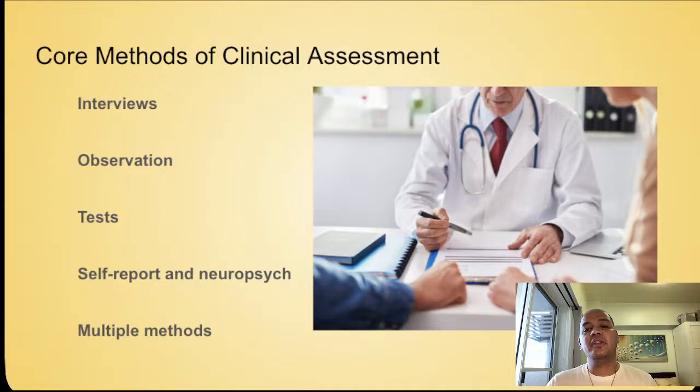So, what are the core methods of clinical assessment? Clinicians use different methods of assessment because, again, no single method can fully capture a person's psychological functioning. Common methods include the clinical interview, behavioral observation, psychological testing. We also have self-report measures, neuropsychological assessment, and in some cases, medical or psychophysiological evaluation.